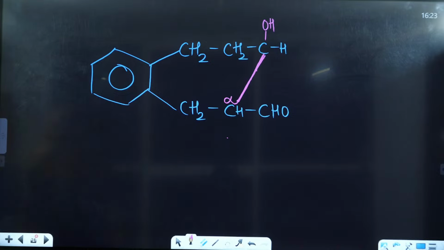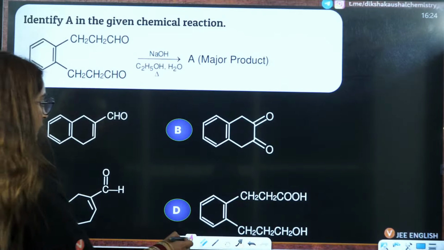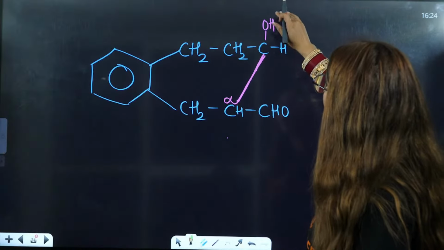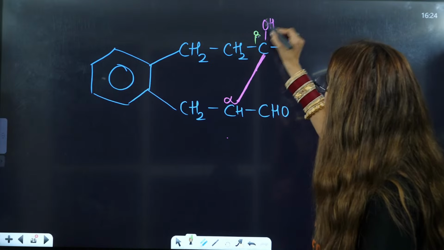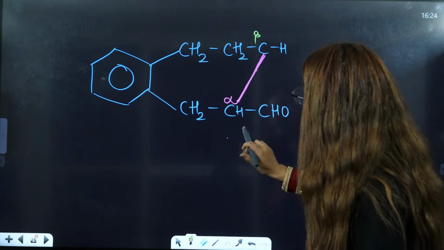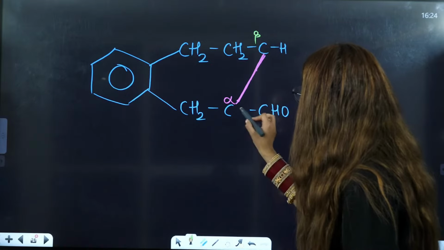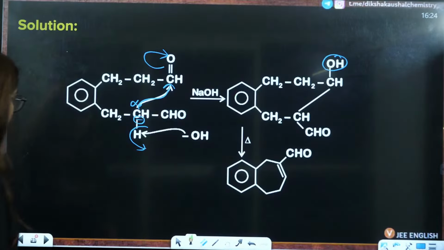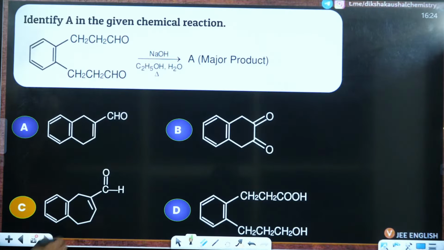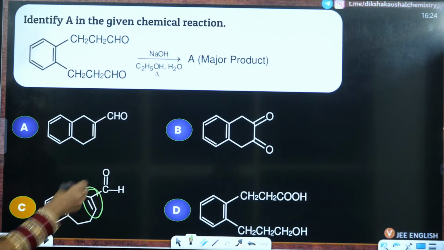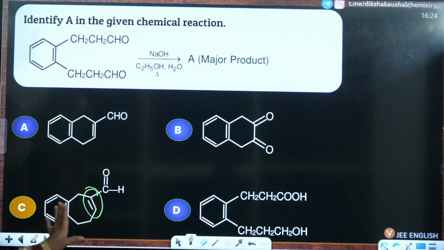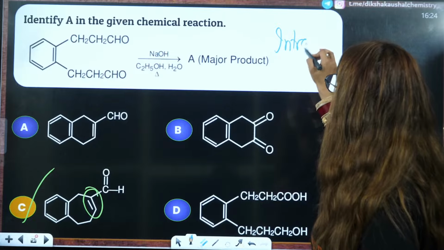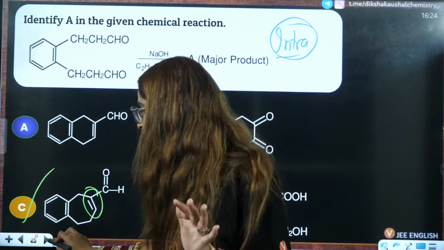Okay, now let us see the next questions here. Here the answer is going to be C, the correct answer. After this you also have to see from the alpha and beta position you have to take out water, OH from this side and H from this side, and it will generate one double bond over here. So that is the thing you will have here. That is why this will be your correct answer. Double bond, and this is COH. Is that clear to everybody? So this is a question based on intramolecular aldol condensation, which they have asked so many times, right?